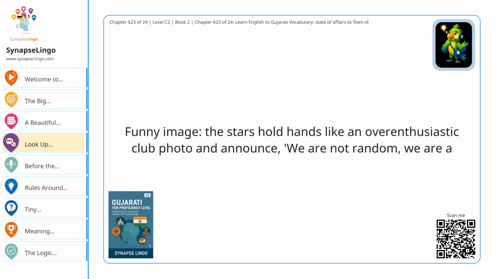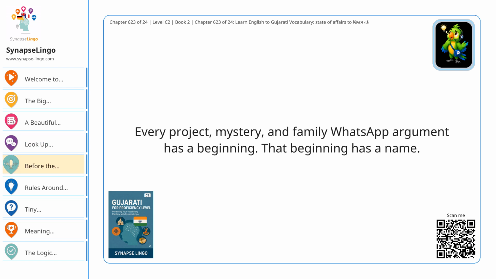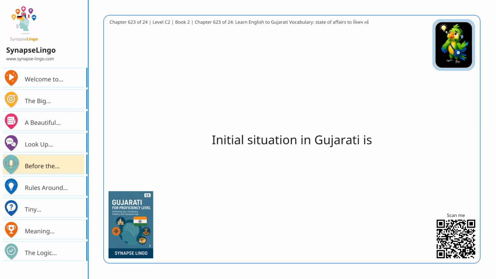Funny image. The stars hold hands like an overenthusiastic club photo and announce, "We are not random, we are a નક્ષત્ર સમૂહ." Before the drama starts. Every project, mystery, and family WhatsApp argument has a beginning. That beginning has a name. Initial situation in Gujarati is આરંભિક સ્થિતિ.